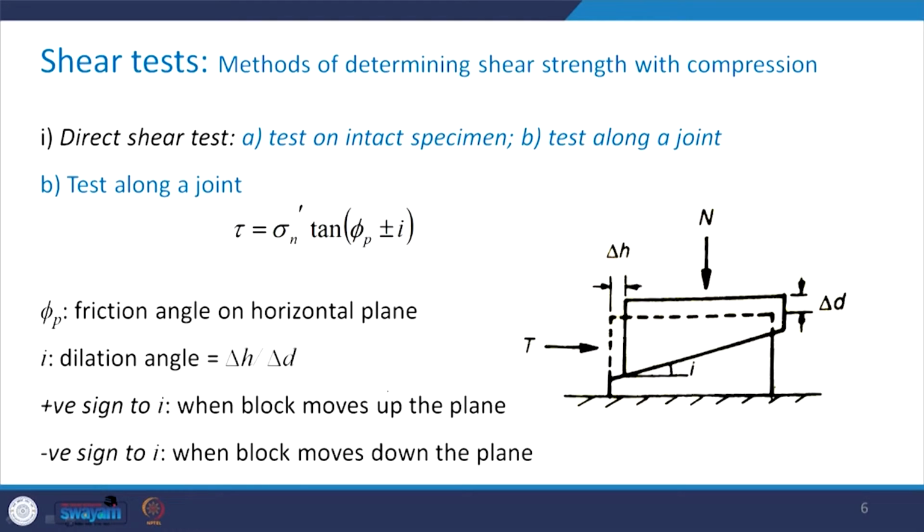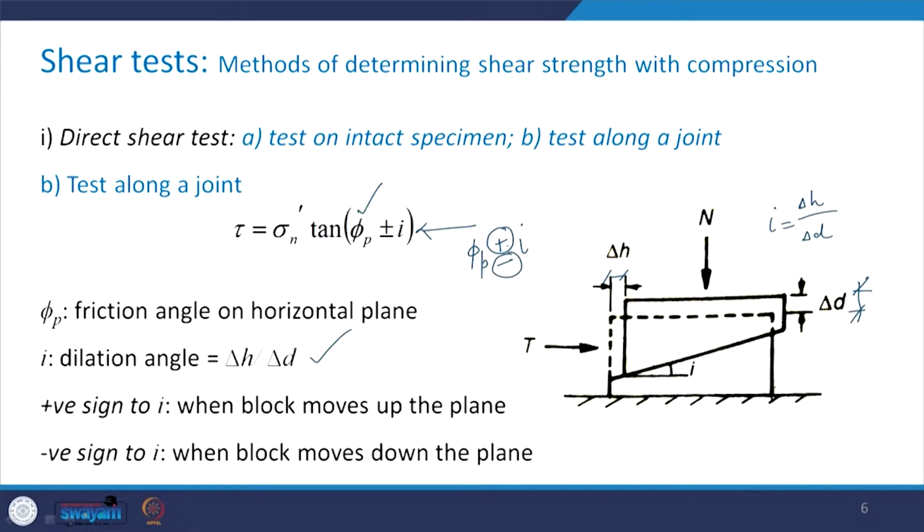Now, you see what is your phi p, that is the friction angle along the plane. I is the dilation angle, which is given as the ratio of horizontal displacement to the vertical displacement. That means, I is delta H upon delta D as mentioned here. Now, here in this expression, if you see, we have phi p plus minus I. Now, the question is when to choose plus and when to choose minus.